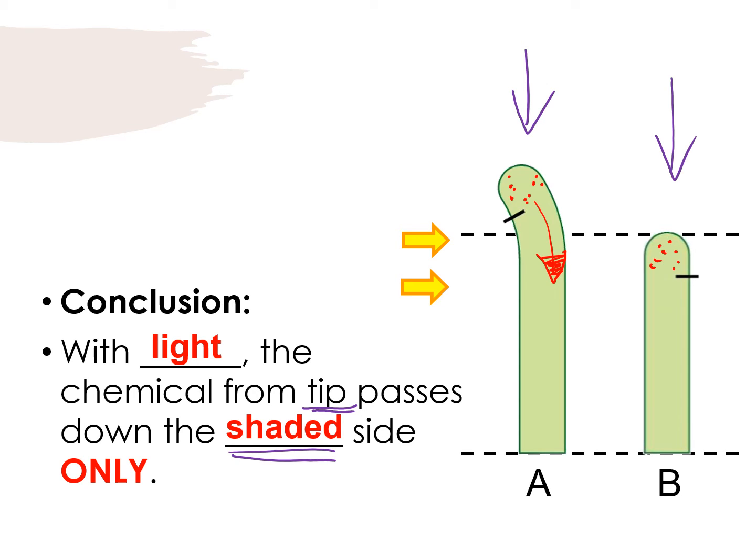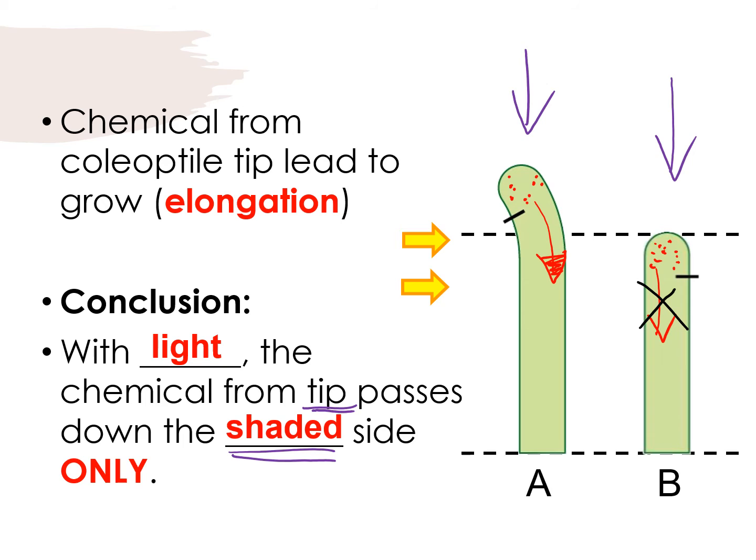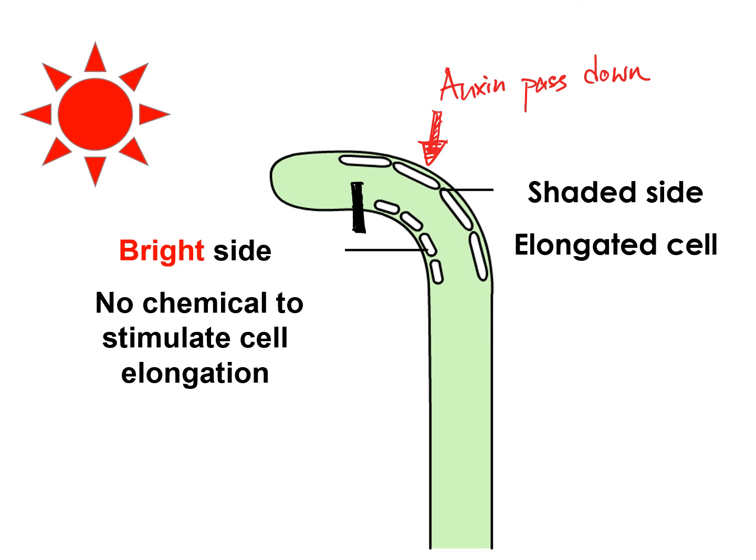While it cannot be passed down in the bright side. Therefore, the chemical from the coleoptile tip can lead to growth, or what we call elongation of the cells. In the shaded side, where you can find the auxins passing down, you can see elongation of the cells. However, on the bright side, when there is no chemical, it does not show any elongation of cells.